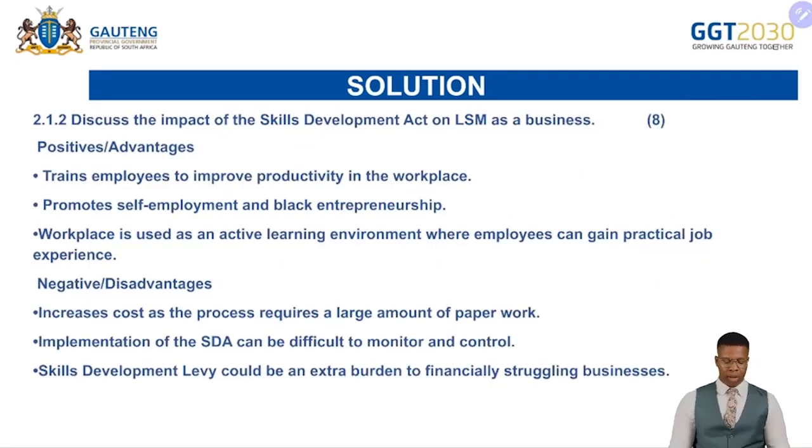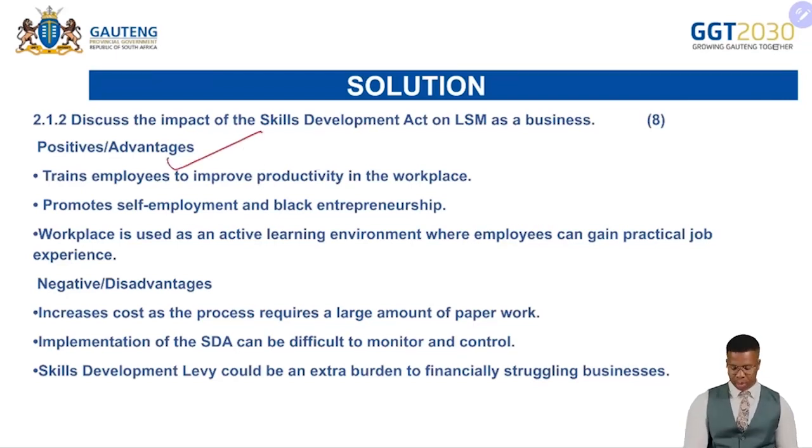The other question now, the positives and negatives of the Skills Development Act. It trains employees to improve productivity. Training employees, 1 mark for that, and improving productivity in the workplace, another mark for that. Remember, when we are discussing and evaluating the impact, we want the cause and effect, to say the fact that the business is training their employees has a positive effect of the business improving their productivity. Cause and effect. And then another one, it promotes self-employment and black entrepreneurship, that is cause and effect over there.